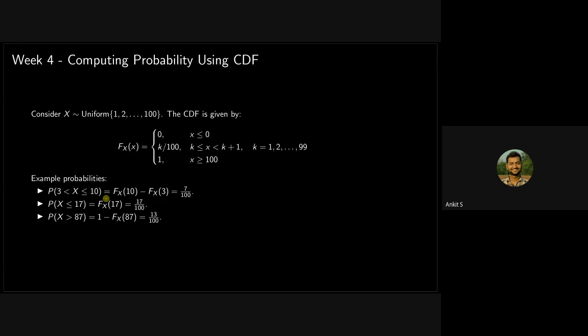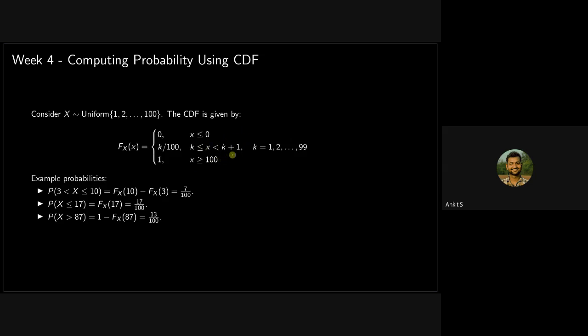Now, computing probability using CDF. So the most important thing to know in this week is the difference between cumulative distribution functions of a discrete random variable and a continuous random variable. So can anyone, does anyone remember this? What is the difference? Okay, so wait for a minute. I will ask you this question once again, but let's see what is there on the slide.